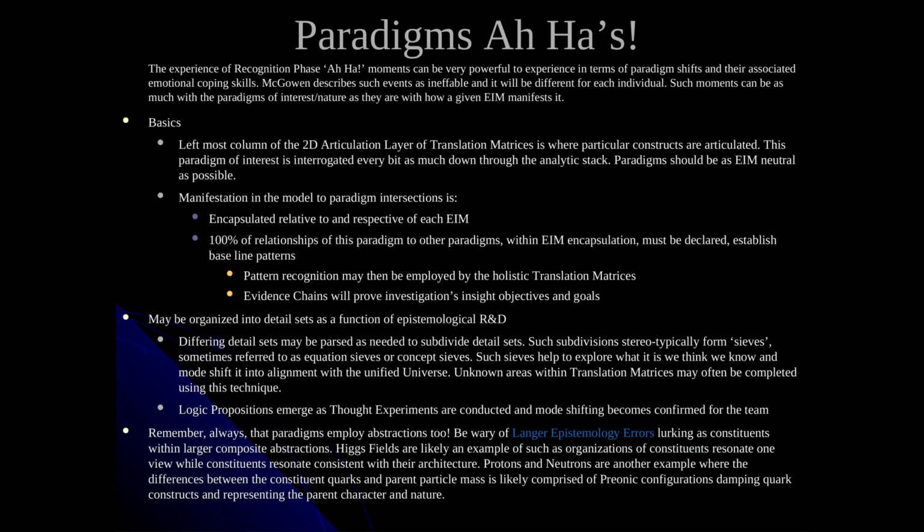People often ask me, where were the aha moments in all of this? And now in hindsight, I've had so many of them, I really kind of lose track. But they come from all different areas of the translation matrices, but they also come from how we quantify and codify the paradigms of interest or of nature. And that is the leftmost column of the 2D articulation layer.